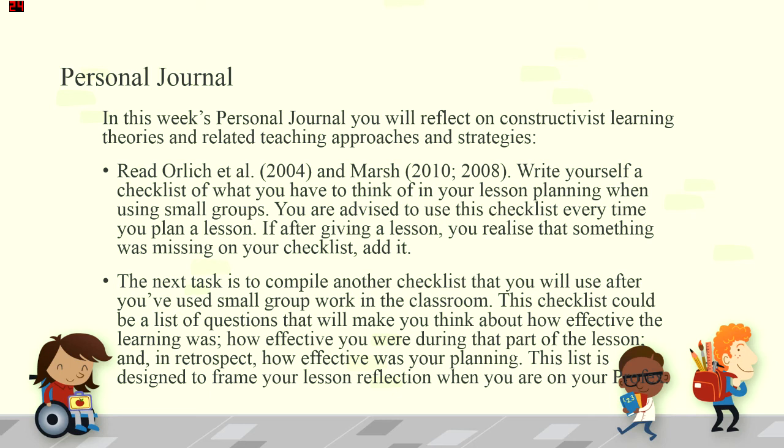If after giving a lesson you realise that something was missing in your checklist, then you just need to add it, and it becomes basically a work in progress. In the next task, you'll compile another checklist that you'll use after you've used small group work in a classroom. This checklist could be a list of questions that will make you think about how effective the learning was, how effective you were during the part of the lesson, and in retrospect, how effective was your planning.